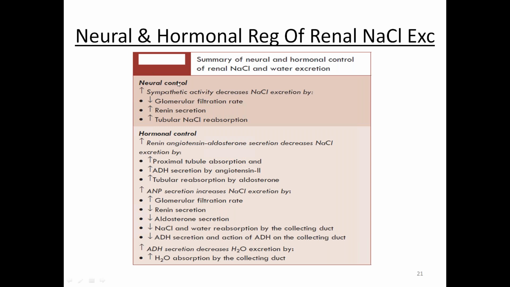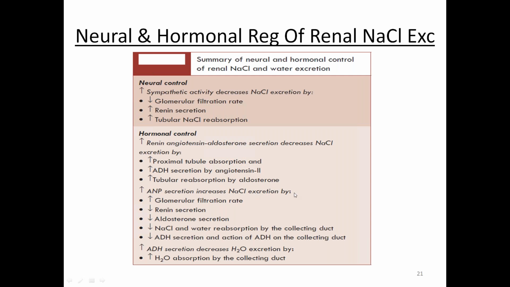So here, for your neuronal control, sympathetic activity decreases sodium chloride excretion by these three mechanisms: decreased GFR, increased renin, increased tubular sodium chloride reabsorption. In case of hormonal control, we spoke about three systems, right? The increased activity of RAAS decreases sodium chloride excretion by, I just told you, increased proximal tubule absorption, increased ADH secretion by angiotensin 2, and increased tubular reabsorption by aldosterone. So these three we spoke about, the RAA system, the ANP, and increased ADH.